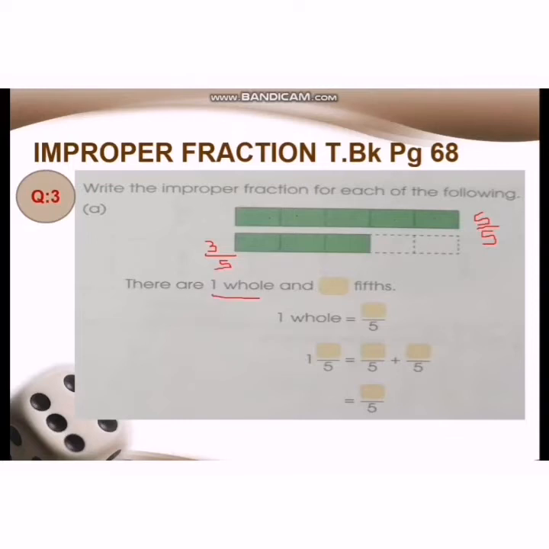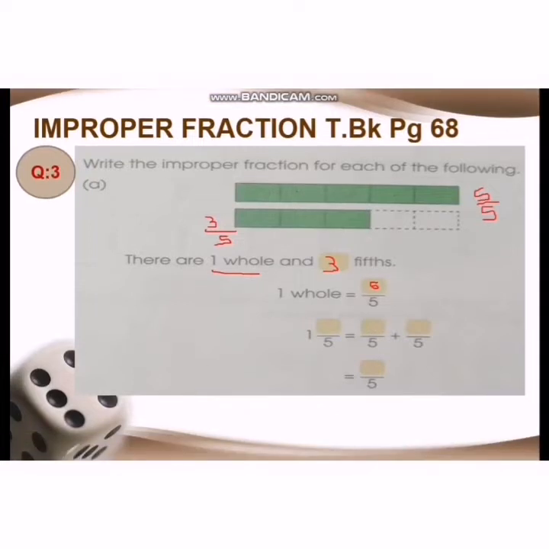There are 1 whole and dash fifth. Dash fifth means 3 by 5. 1 whole is 5 by 5, and 1 whole and 3 by 5 means 5 by 5 plus 3 by 5. When we combine 5 and 3, we get 8 by 5. This is an example of an improper fraction.